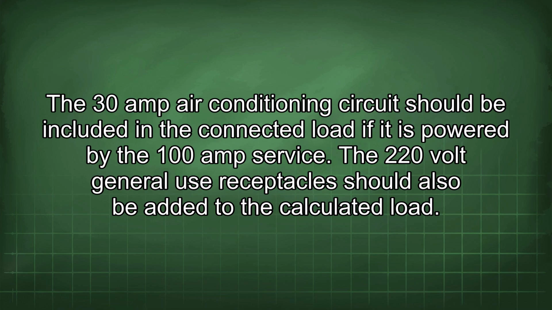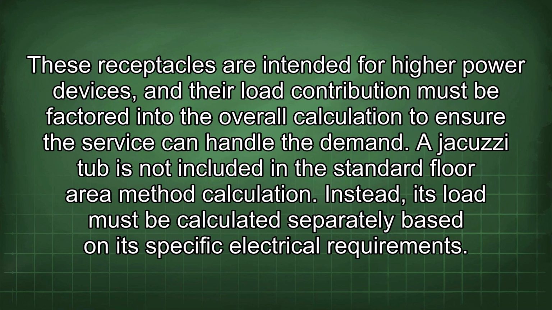The 30 amp air conditioning circuit should be included in the connected load if it is powered by the 100 amp service. The 220 volt general use receptacle should also be added to the calculated load. These receptacles are intended for higher power devices, and the load contribution must be factored into the overall calculation to ensure the service can handle the demand.